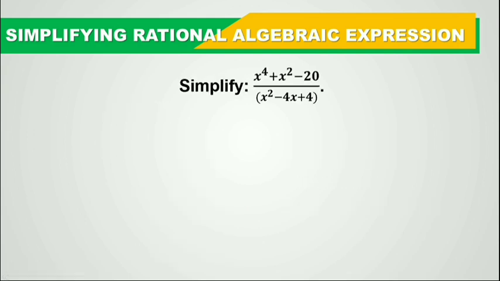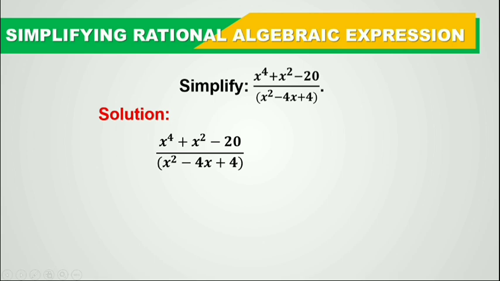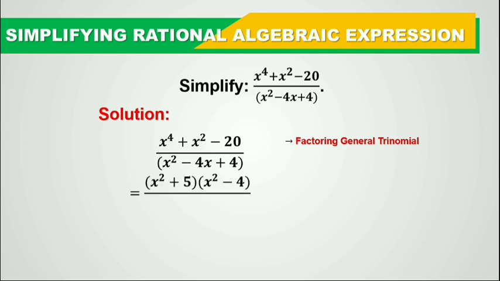So let's factor x to the power 4 plus x squared minus 20 all over x squared minus 4x plus 4. So we have here the solution. Let's copy this. You look at the numerator. The expression in the numerator can be factored using factoring general trinomial technique. So what are the factors of x to the power 4 plus x squared minus 20? So they are x squared plus 5 times x squared minus 4. So these are the factored form of the numerator.